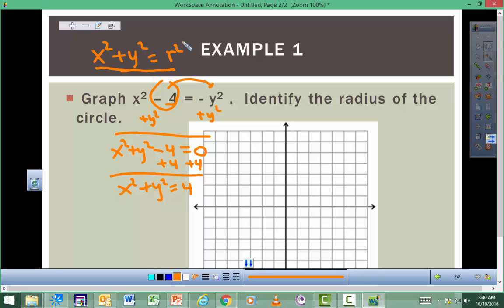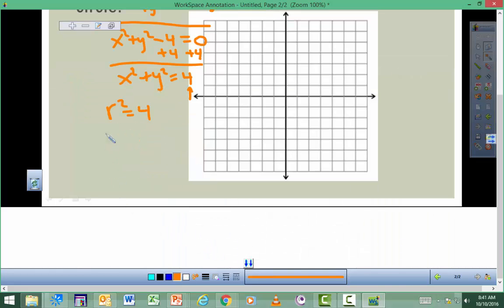Now, according to our equation, that's the radius. Well, if that's the radius, then that's r squared. You see, I have r squared then is equal to 4. And that allows me to solve for r, because I could take the square root here and the square root here, and I get r is equal to plus or minus 2.